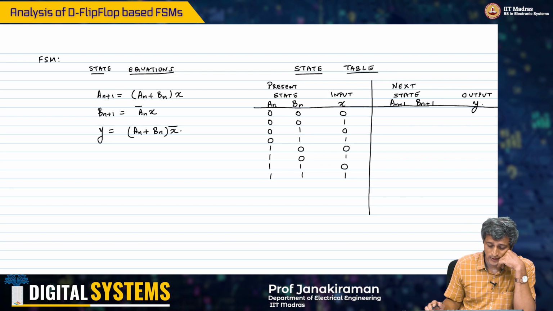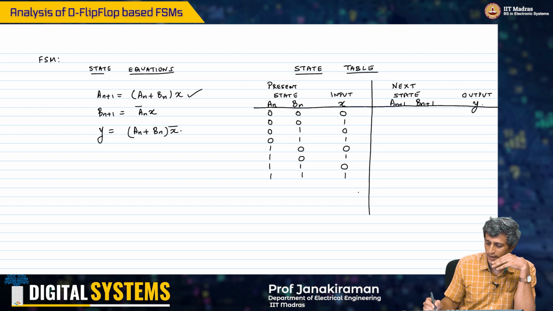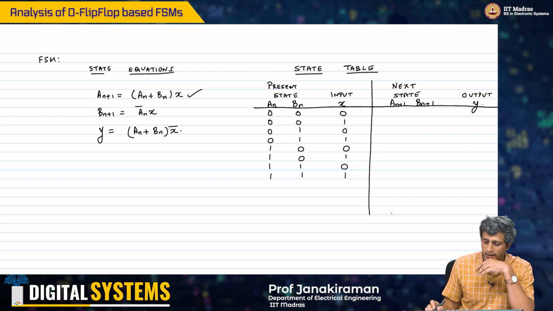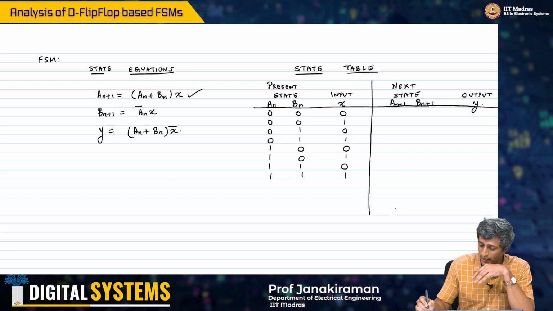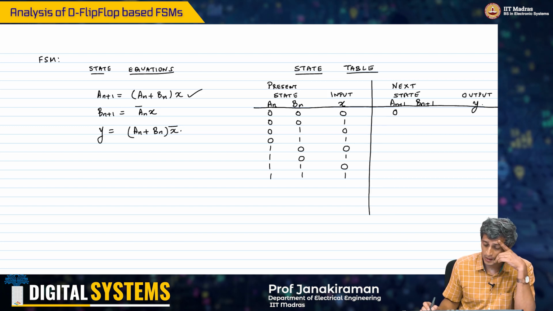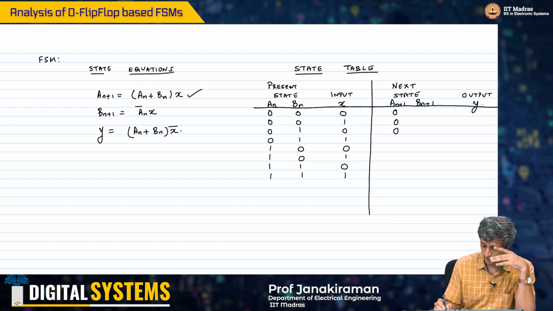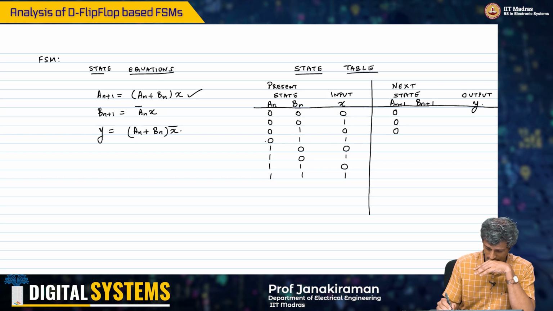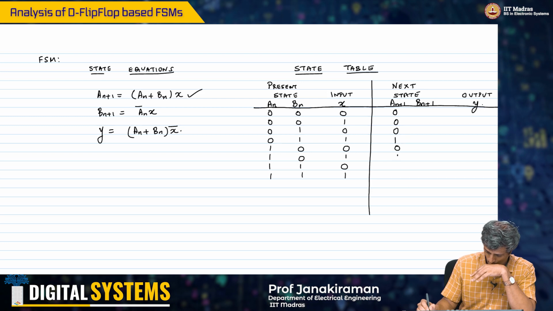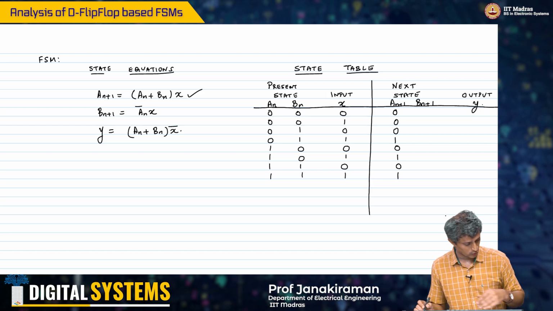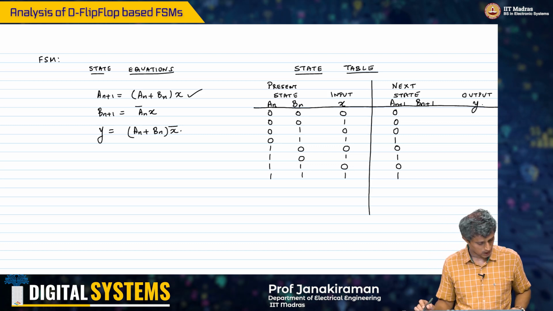All I have to do is take an OR of An and Bn. Look at this equation: in order to determine An plus 1, take an OR of An and Bn. Therefore this will be 0, this will be 0, 0, 1, and since it's an OR, this will be 1, giving 0 0 0 1 0 1 0 1.